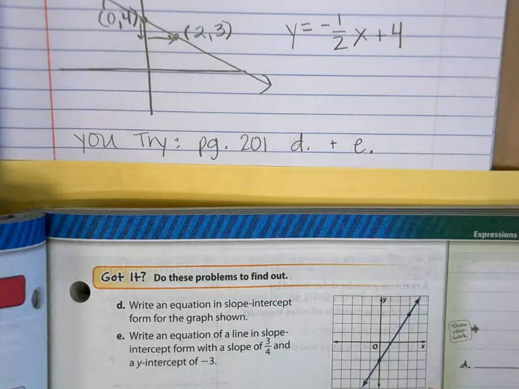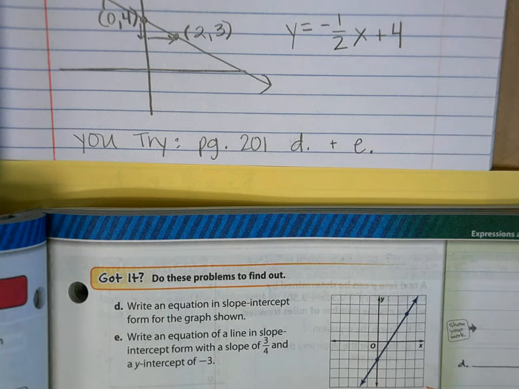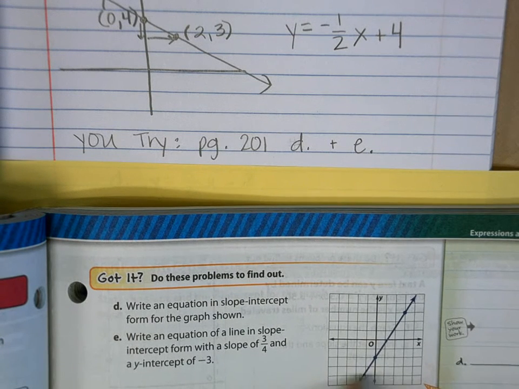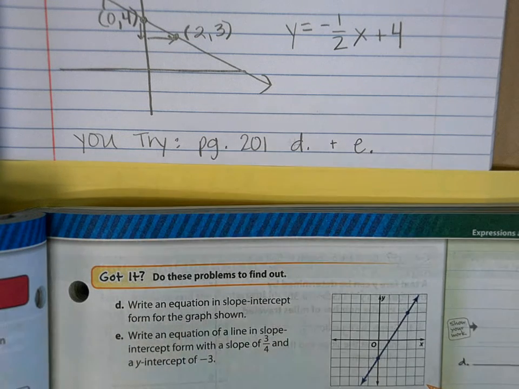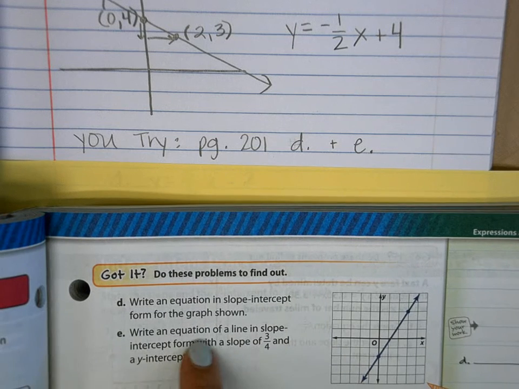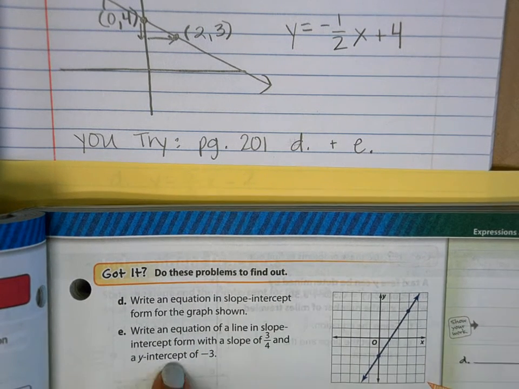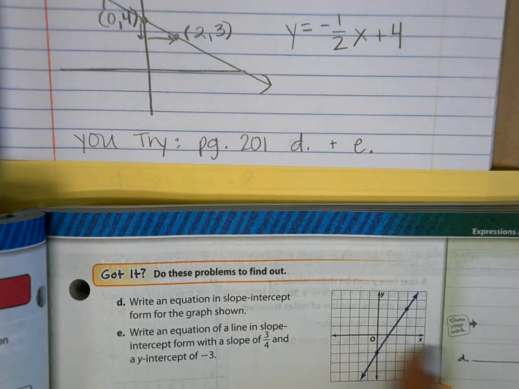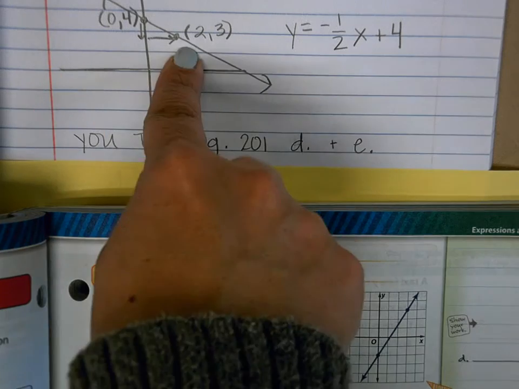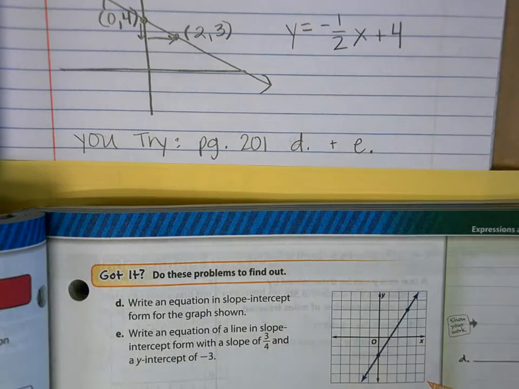Okay, so you have D, and there's a graph. This is why I'm not making you write this down, because it's much easier to look at your book, right? Write an equation in slope-intercept form. That's the y equals mx plus b for that graph. Then you have to write an equation of a line in slope-intercept form with a slope 3/4 and y-intercept of -3. That's like example 2. So D, you look at the graph and write the equation, just like example 3. And E, you're going to write an equation like example 2.